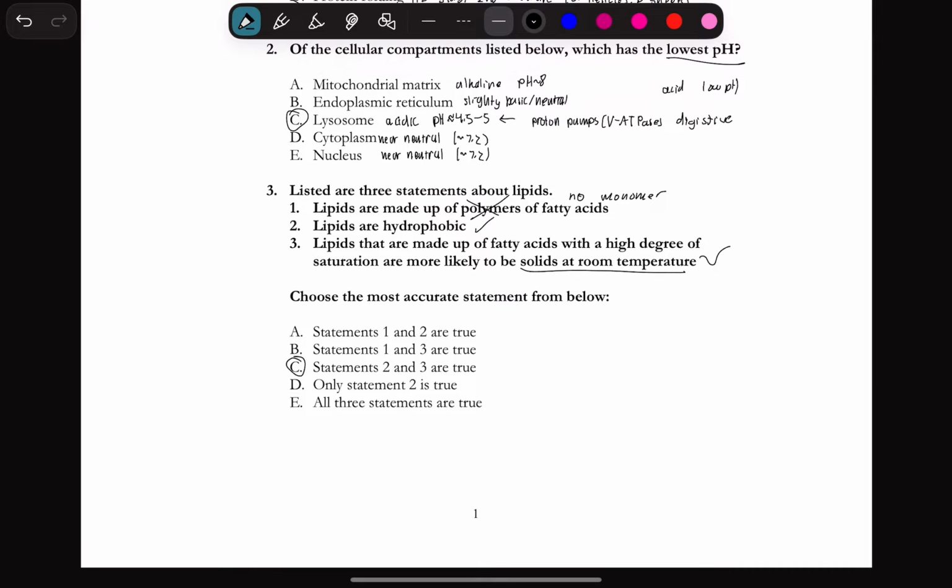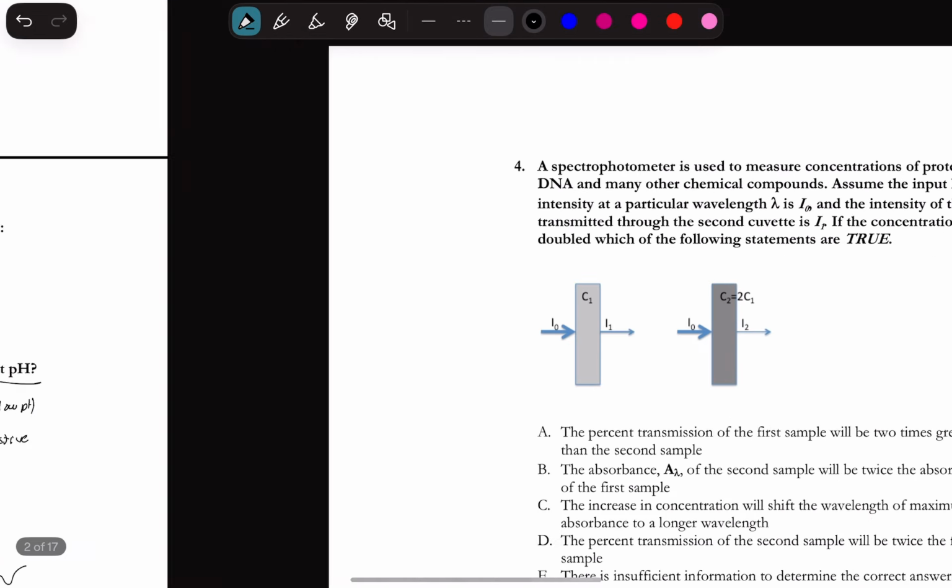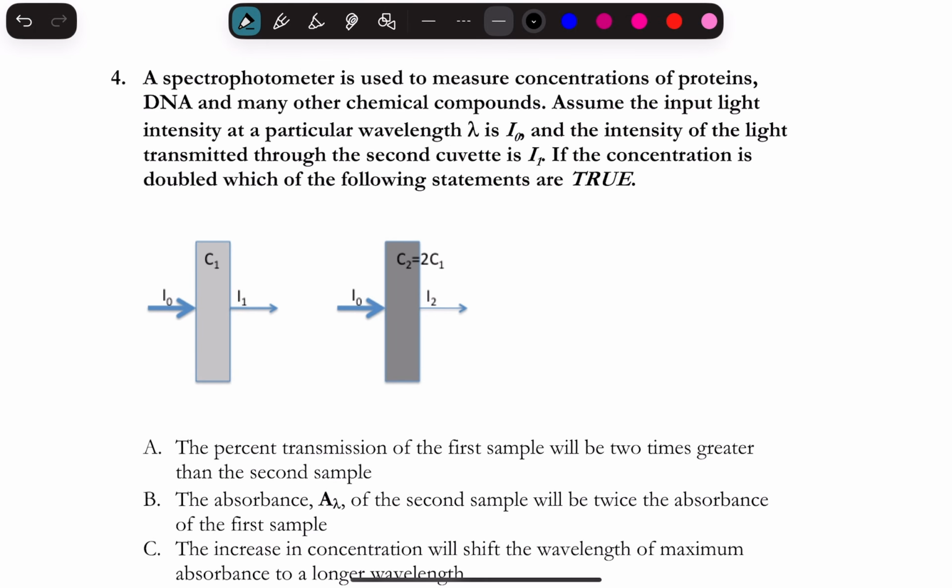Okay, so now for question 4. A spectrophotometer is used to measure the concentration of proteins, DNA, and many other chemical compounds. Assume the input light intensity at a particular wavelength is I initial, and the intensity of the light transmitted through the second cuvette is I1, and the concentration is doubled. Which of the following is true?